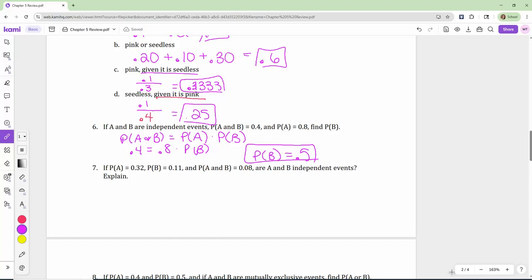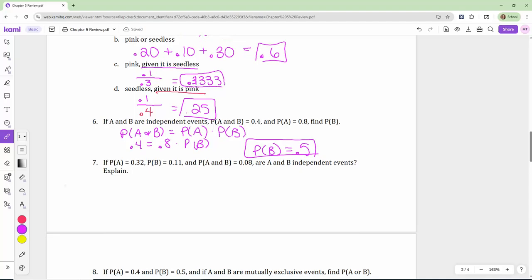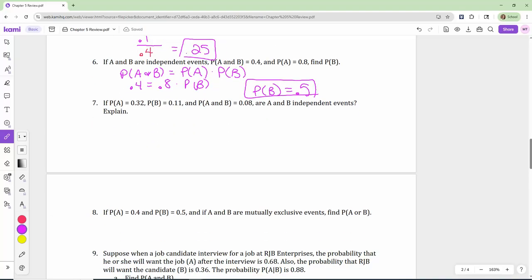Right. Number 7. Probability of A is 0.32. Probability of B is 0.11. Probability of A and B is 0.08. Are A and B independent? How could I figure that out?